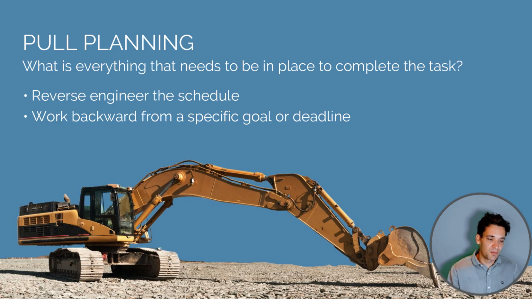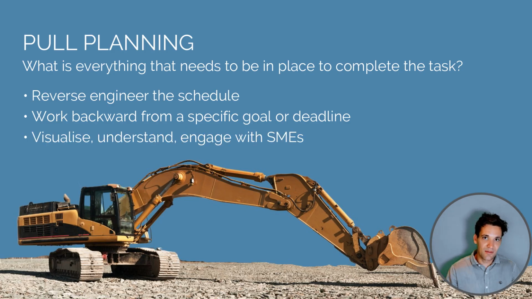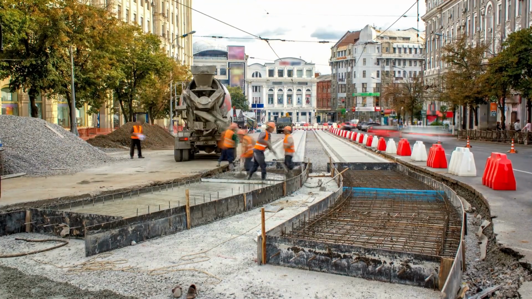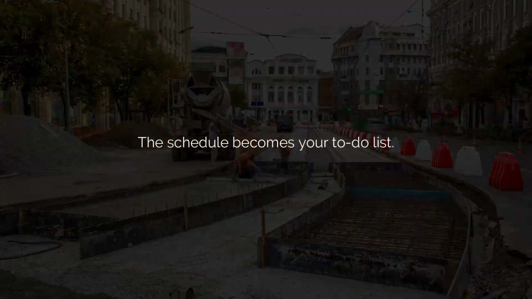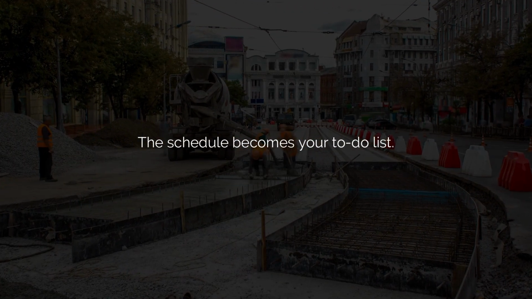There's tools you can use to help you through this. You can try to visualize the activity. You can understand the activity in detail. One of my favorite things to do is simply to engage with the team, to engage with subject matter experts who understand in detail what's involved with the task, and then constantly be prompting them and asking them this question: what's everything we need in place to complete the next task? Now, the final part of this process is we then need to implement the schedule. So we've taken the overall activity, we've turned it into a detailed list of everything that needs to be done to complete the task.